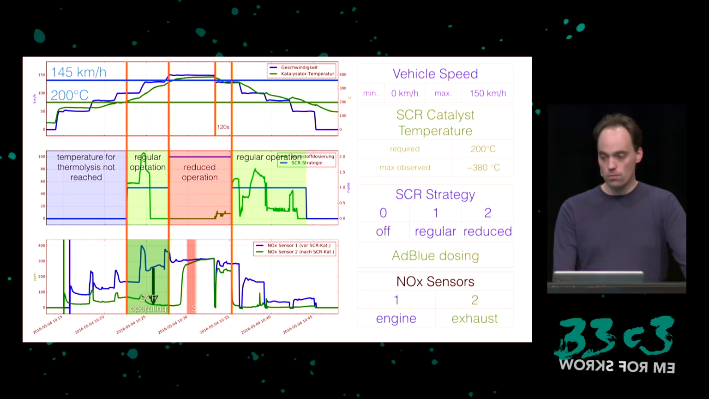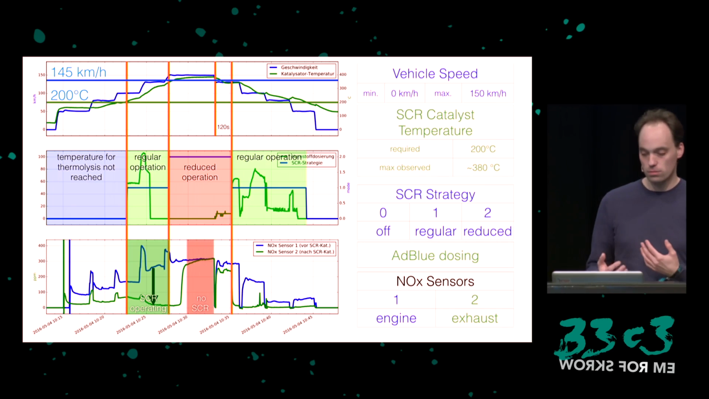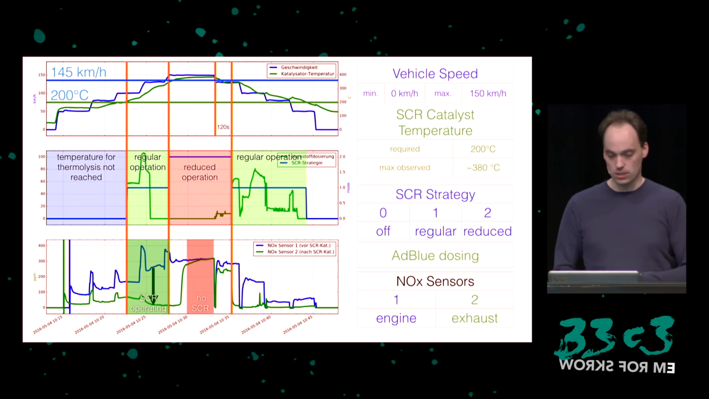But because we are in the reduced mode, it does not put any more AdBlue into the system. So the SCR basically stops working, and the emission levels reach the engine emissions. So the SCR system does not work in this red area.